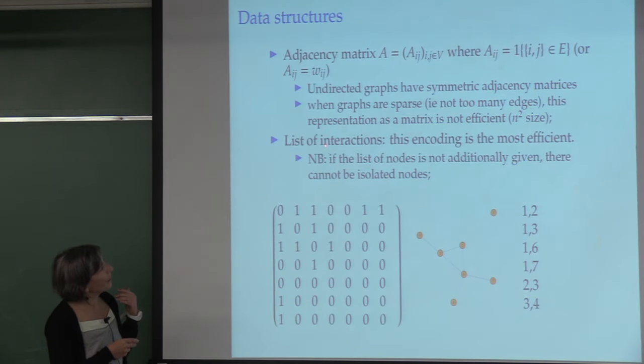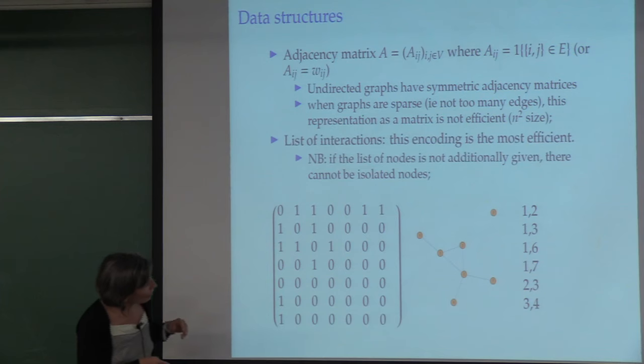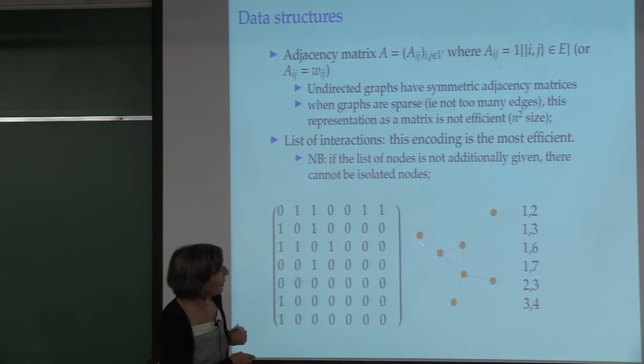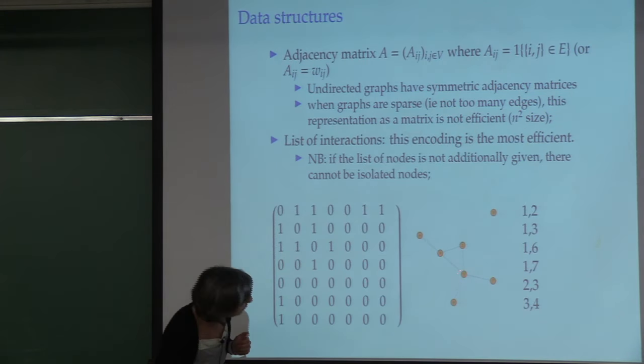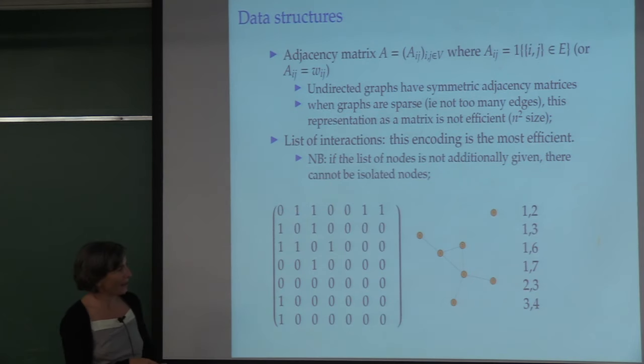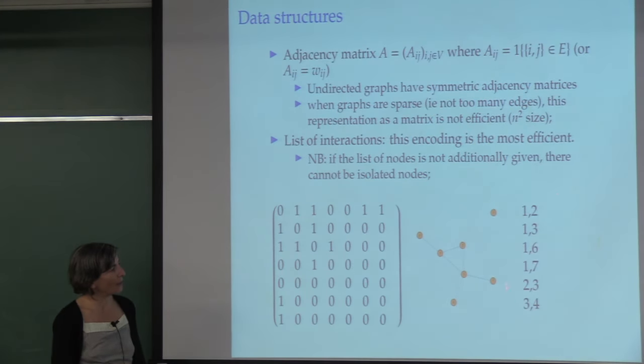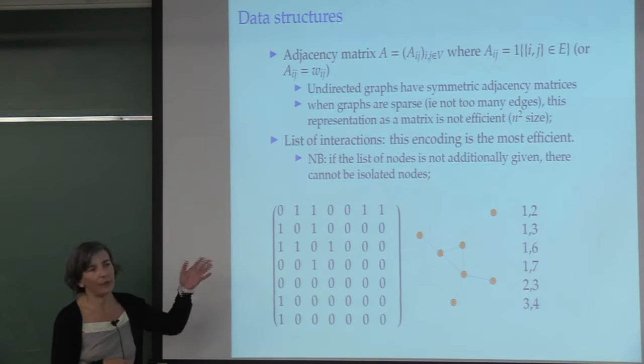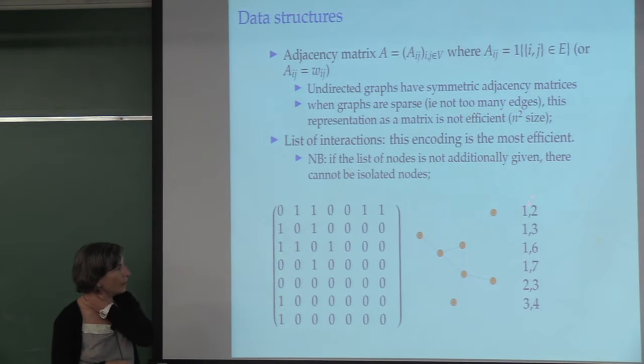A better way of encoding your interactions is just by keeping the list of interactions. So you just have, okay, there's a link between one and four, one and two, and so on. Okay, this is a graph. On the left, you see its representation as an adjacency matrix. And on the right, you see the list of interactions. So here you have six interactions, and there are seven nodes, in which case I have a 7x7 matrix, so 49 numbers, or 49 divided by 2, say, because it's symmetric, to encode, while here I just encode this quantity. So that's really more efficient.